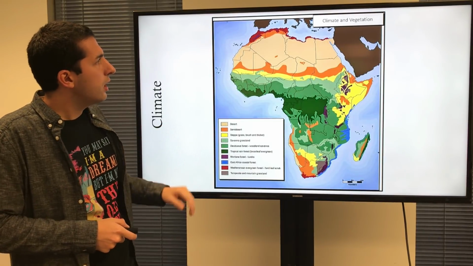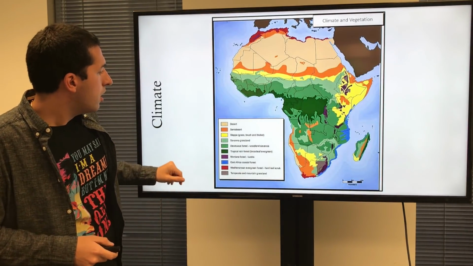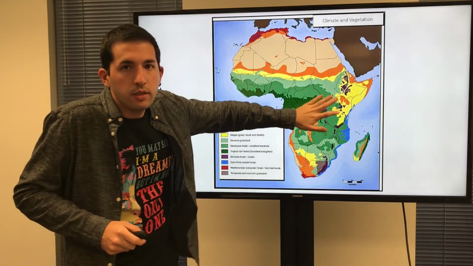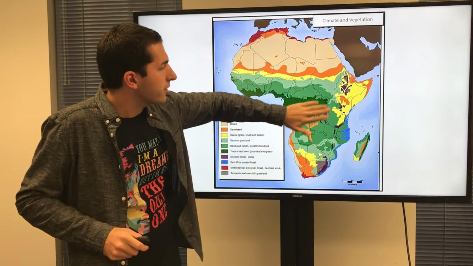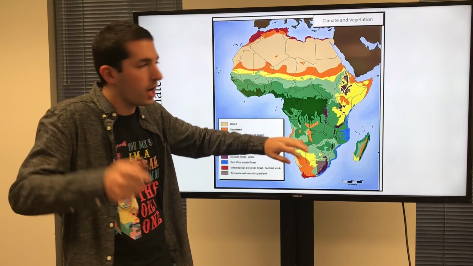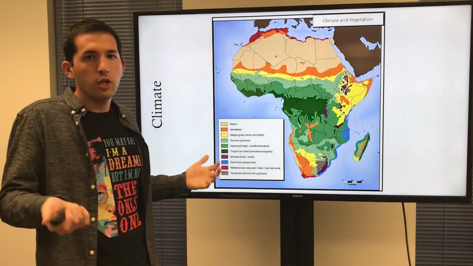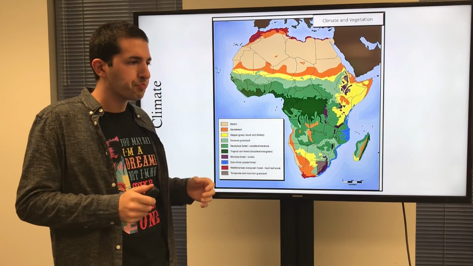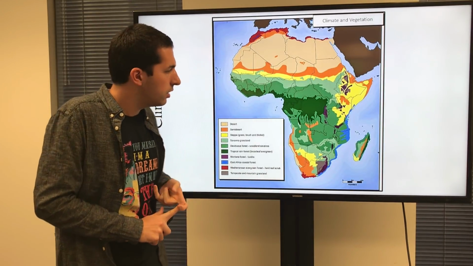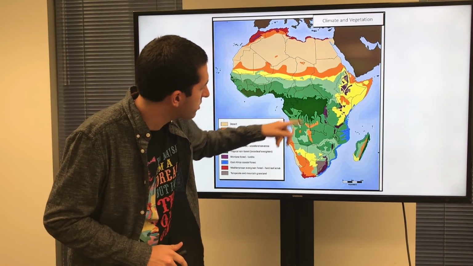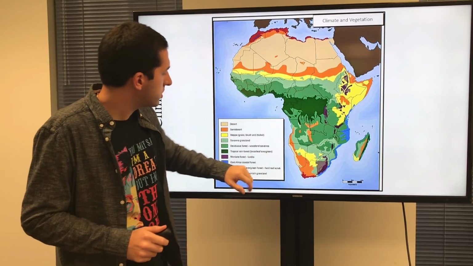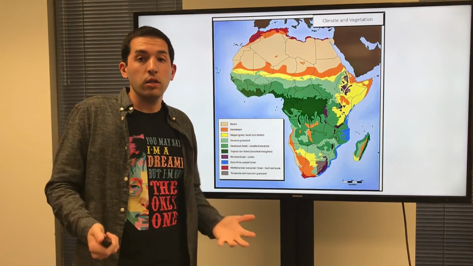So here we go. Climate and vegetation. Tropical rainforest, right here in the heart of Africa, that Congo-Kinshasa, but that's a whole separate ordeal. Well, I guess we should talk about it right now. So there's two Congos in Africa. Republic of the Congo, right in here. This is not a good map to look at because it's got some stuff superimposed on it.